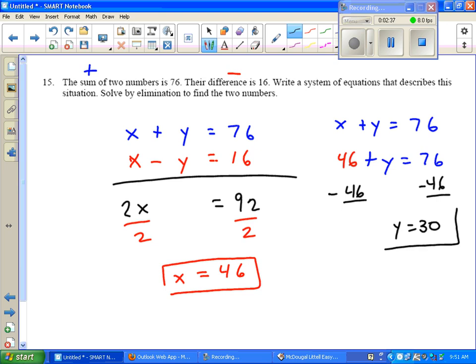Y equals 30. So it says the sum of two numbers is 76. When you add up 46 and 30, you get 76. And their difference is 16. When you subtract 46 minus 30, it's 16. So your numbers in this case would be 46 and 30.